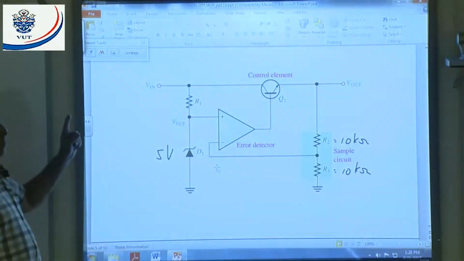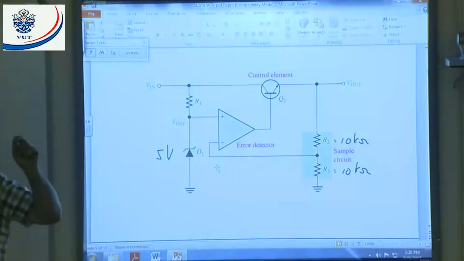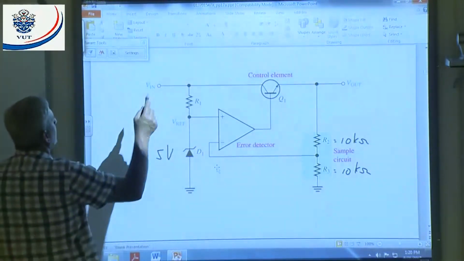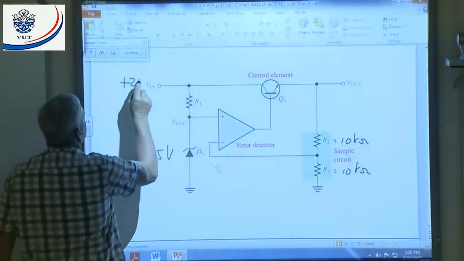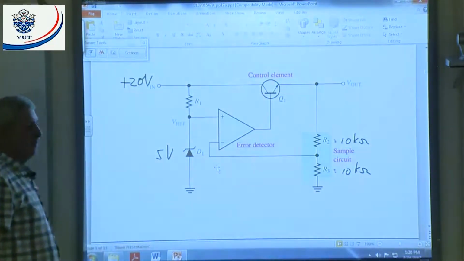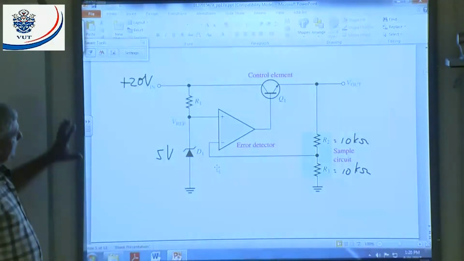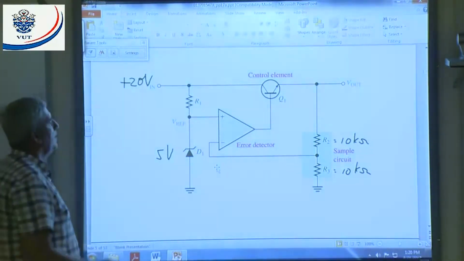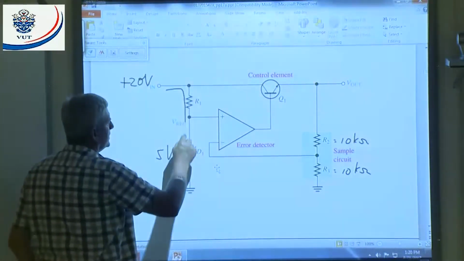Now, again, what have I told you? The input voltage must always be larger than the output, all right? Let's assume, let's make V in plus 20 volts, all right? That's coming from my rectifier. DC 20 volts there. What will happen in the system? There will be a current flow like that, all right?